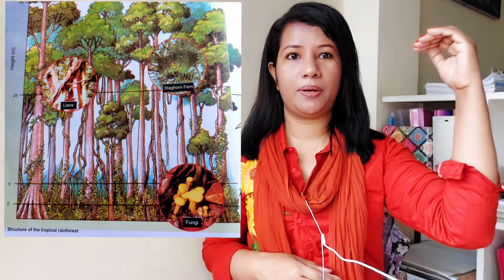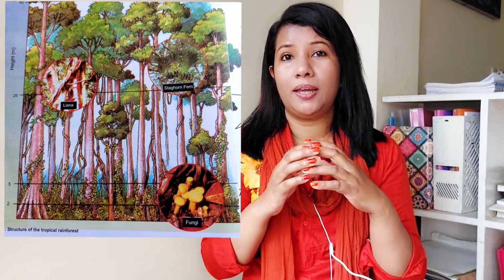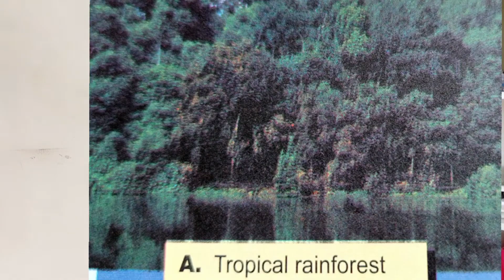It has 5 layers. Number one is emergent. Number two, canopy. Then number three, understory and shrub, and then ground. Wherever there are layers, it means lots of plants live densely together, so getting sunlight is quite challenging for plants.